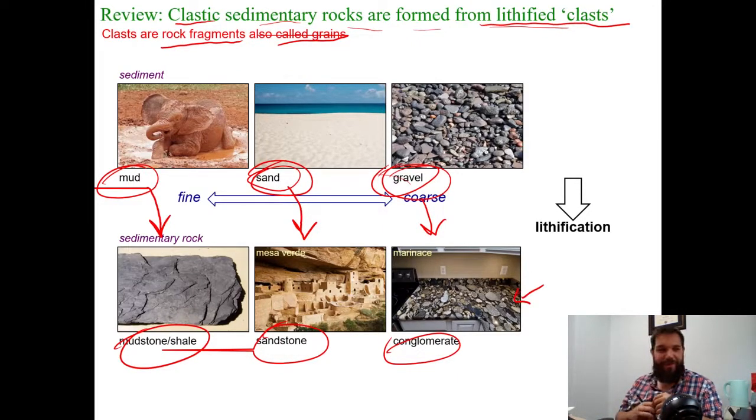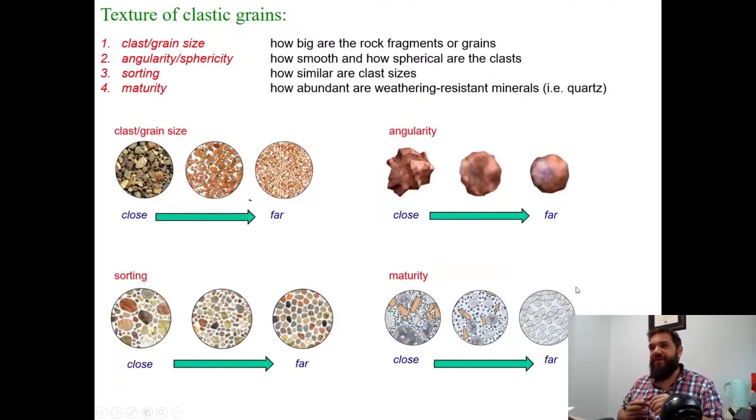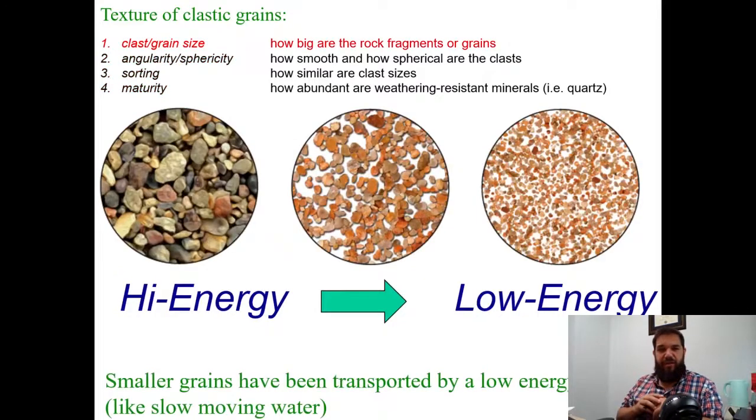I don't know if you can see this picture very well. This is a really cool countertop made out of a conglomerate. So remember, it has all the big pebbles, cobbles, gravel, things like that. So this is what we're going to talk about today. We're going to talk about what the clast and grain size tells us, what the angularity or sphericity, how angular or spherical the grains are, tells us. We'll talk about the degree of sorting, and we'll talk about the chemical maturity. Okay, so all these things we're going to take a look at today.